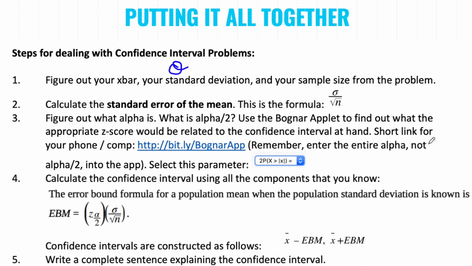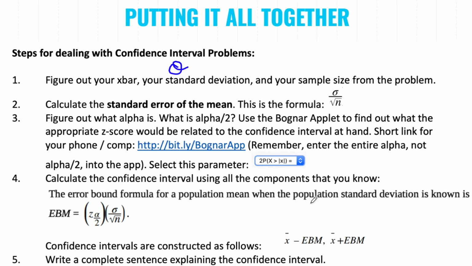You're going to use your Bogner applet to find out what the appropriate z-score would be related to your confidence interval at hand. So the short link again for your phone or computer is bit.ly/Bogner app. The capitals matter here with a short link. And remember, you're going to enter the entire alpha, not alpha divided by 2, into that red box, as you saw in the previous slides. Make sure you select this parameter, which is saying make sure that we're putting the alpha probability into the tails. Step 3 will give you the z-score to use.